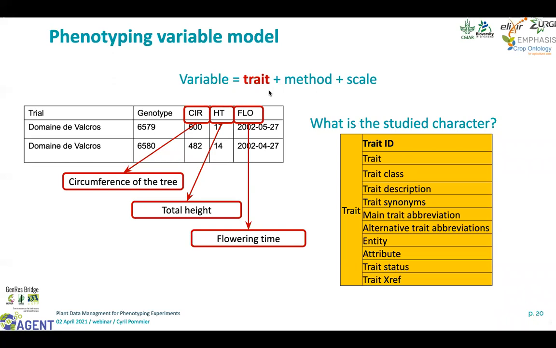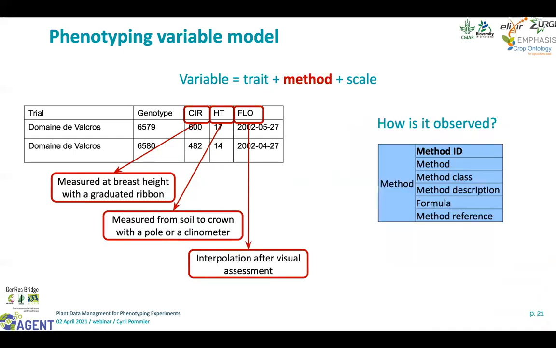Then we need to add the first element of the triplet, the trait. What is the studied character? Here it's the circumference of the tree. HT is the total height. Flow is the flowering time.